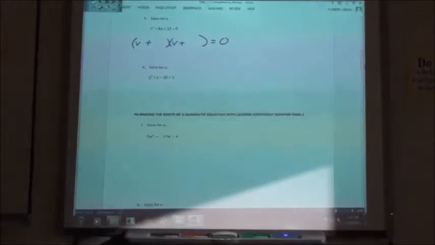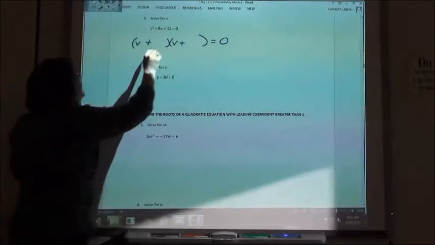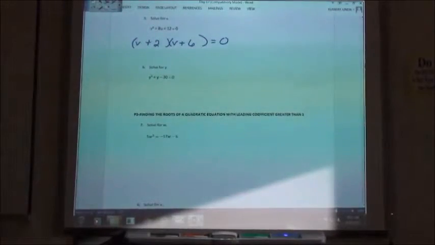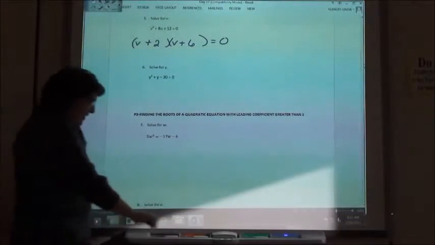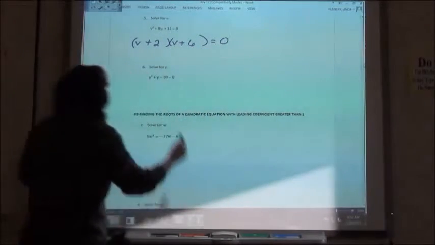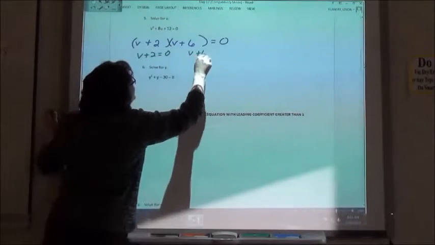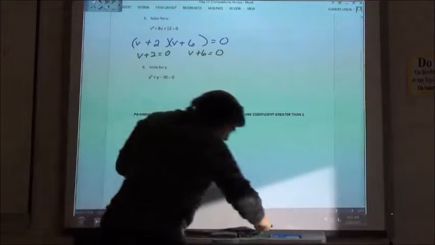So we want the factors of 12 that are going to add up to the 8. What times what is 12? 3 times 4, that adds up to 7. 2 times 6, that adds up to 8. That's the pair I want, exactly. I still have to finish solving then. Once I've got it factored, I'm going to say either the v plus 2 equals 0 or the v plus 6 equals 0. And then I'm going to move my numbers over, right?